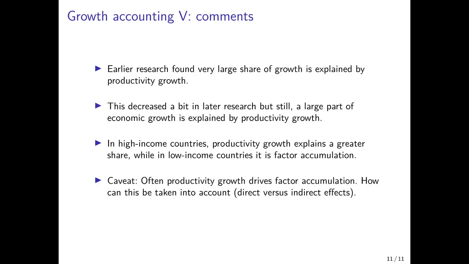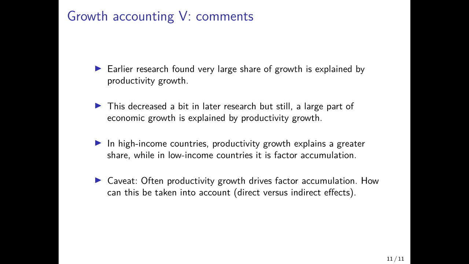Now, at the end of this chapter, a few comments are in order. First of all, early research using growth accounting, such as Robert Solow, found that a very large part of output growth is actually explained by productivity growth, and only a comparatively small part by what we can measure, which was mainly at that time physical capital accumulation. Now, the share that is explained by productivity growth, or basically our measure of ignorance, so what we cannot measure, decreased a bit because we got better at measuring some of the inputs, and we also included human capital instead of only physical capital and so on. But still, nowadays, a large part of aggregate growth is explained by productivity growth.